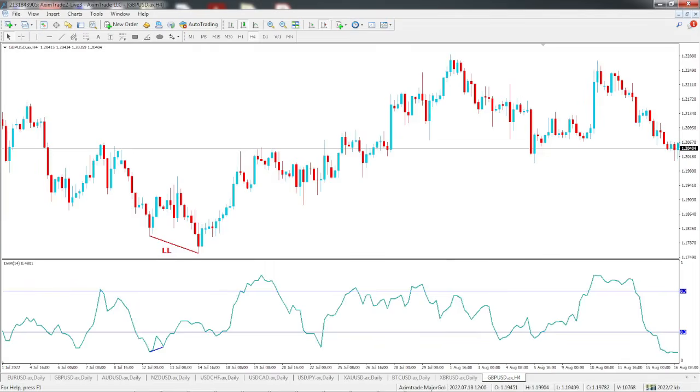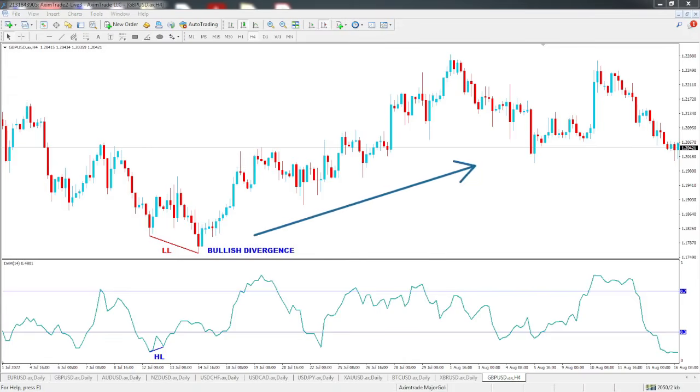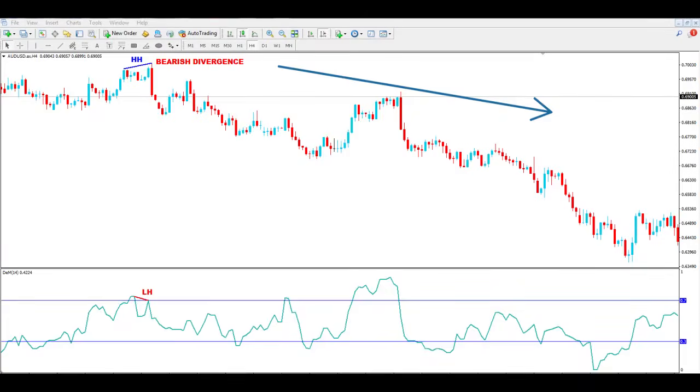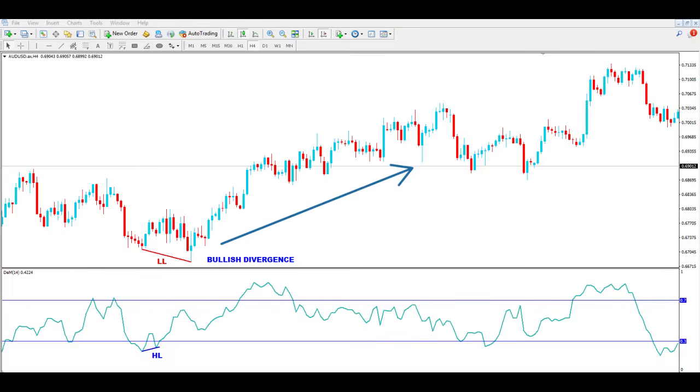A bullish divergence happens when the market is making a lower low but the DeMarker indicator makes a higher low. This indicates that the market is in an oversold condition and the declining power is minimal. Therefore, there's a high probability that the market will turn in the opposite direction in the near future. Here are a few examples of DeMarker divergence signals.